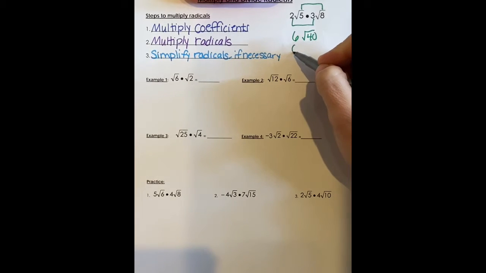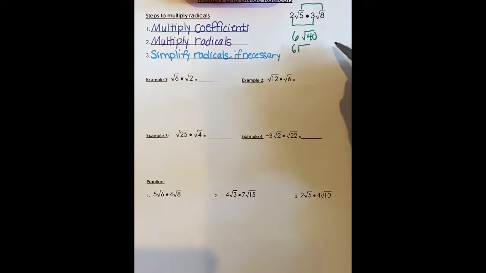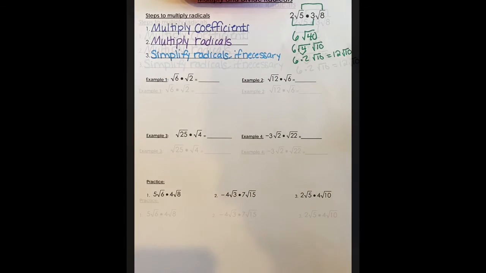So I would bring down the 6. And I'm going to rewrite radical 40 as radical 4 times radical 10. I'll take the square root of my 4, which is 2. So now I'll have 6 times 2 radical 10, which would equal 12 radical 10. So now we're going to do examples 1 through 4 together, just to go through the process of multiplying radicals.